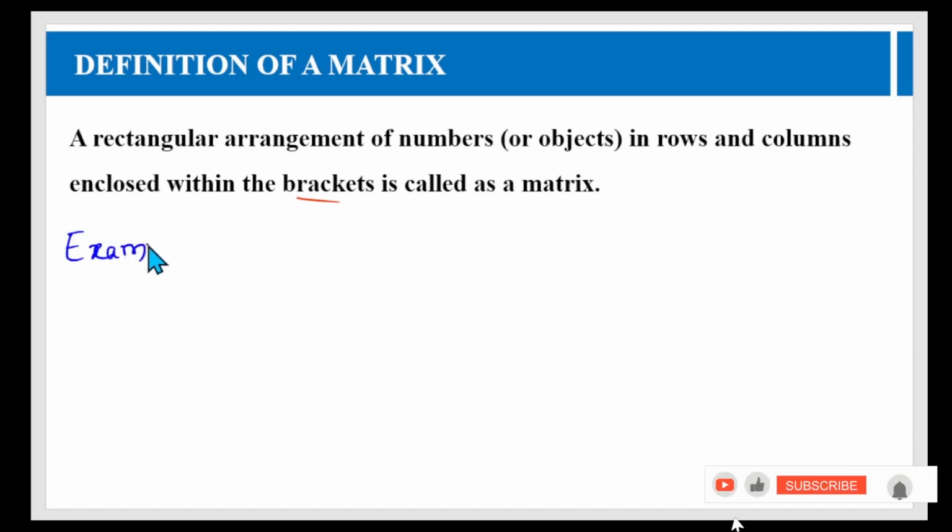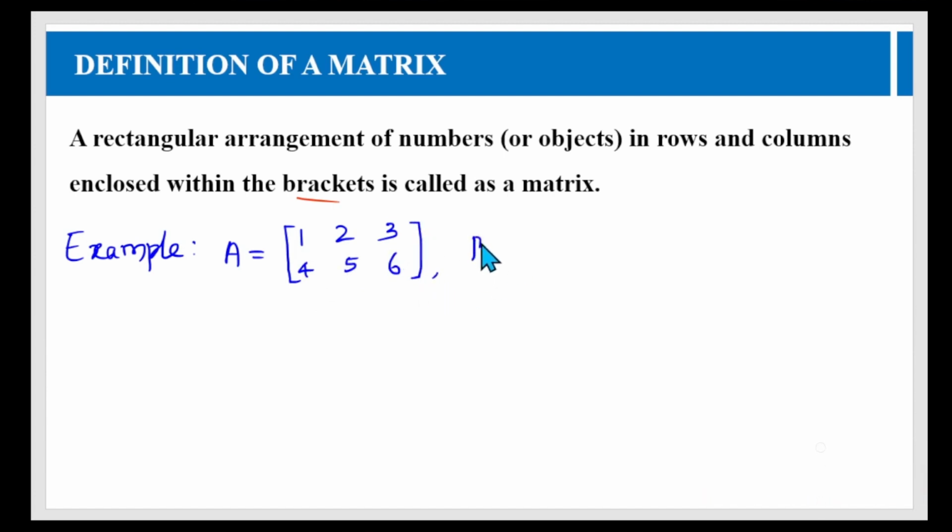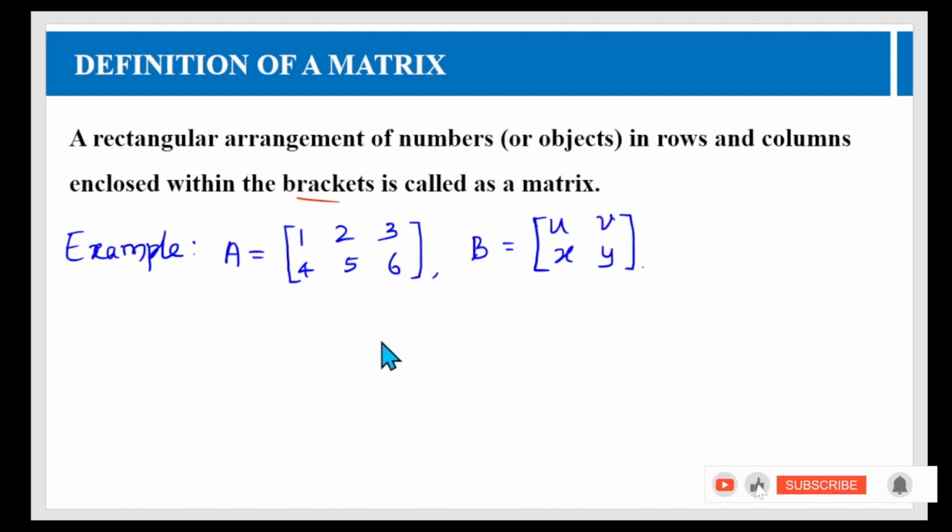Because sometimes the question asks, define matrix and write an example. A equal to 1 2 3 4 5 6 is a matrix. B equal to U V X Y. You can write as many examples as you want like this. These are the 2 examples. You can write as many examples. It is about the definition of matrix.